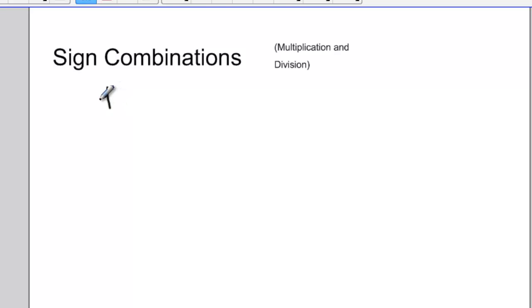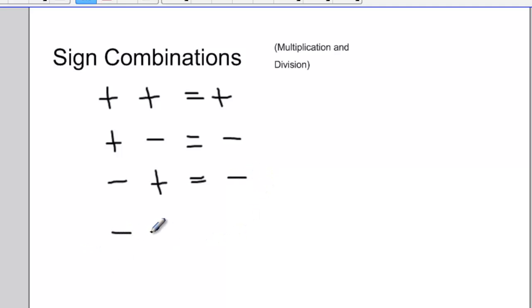So if we're taking a positive and we multiply by a positive, two positives together, our overall answer is positive. If we take a positive number and we multiply it by a negative number, or we divide it by a negative number, our overall answer will be negative. Vice versa, if I take a negative number and I multiply or divide by a positive number, my overall answer is still negative. And if I take two negative numbers and multiply them or divide them, my overall answer is positive.